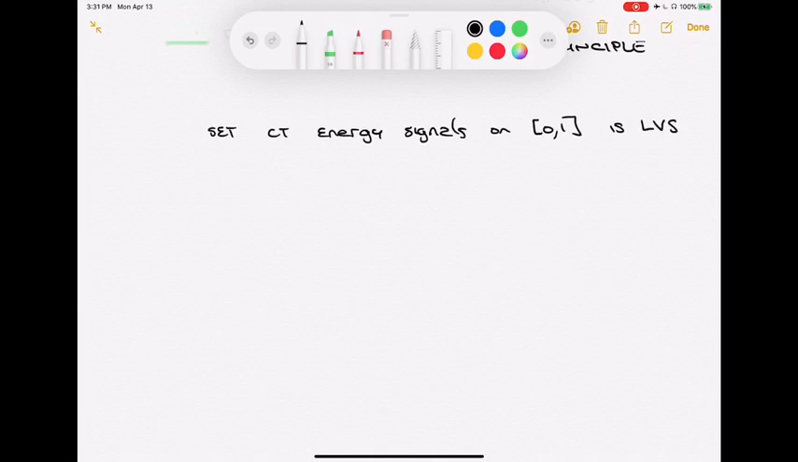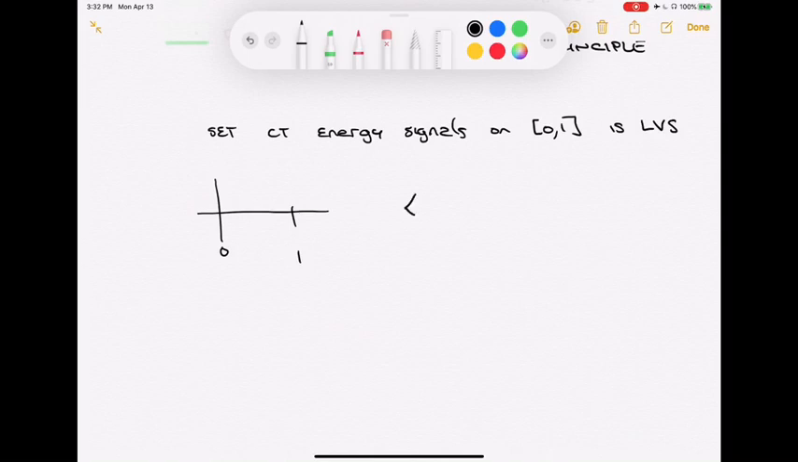What does this mean? It means I'm going to have some energy signal that is defined from 0 to 1. We're not going to worry about what it is outside of there. And by saying it's an energy signal, we are just saying that if you square it and integrate it, it's going to be a finite number. We can add these together, no problem. We can scale multiply them just like we've seen everything else before.